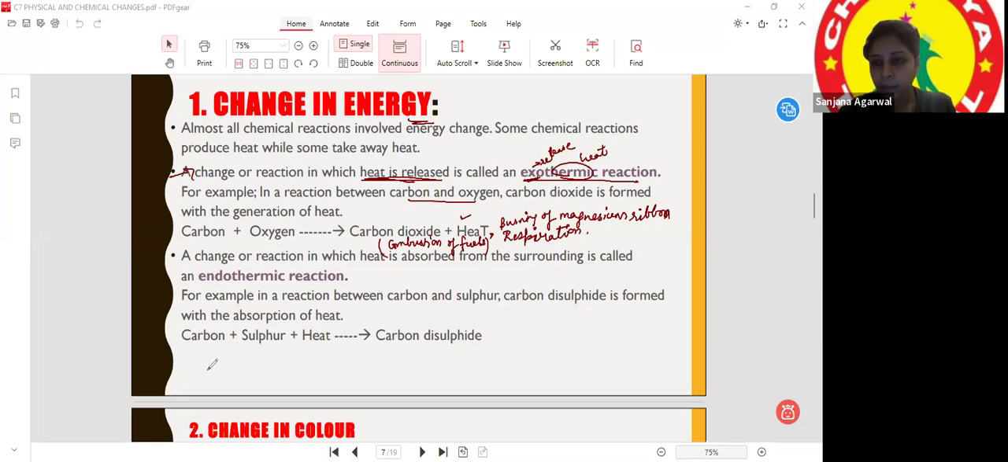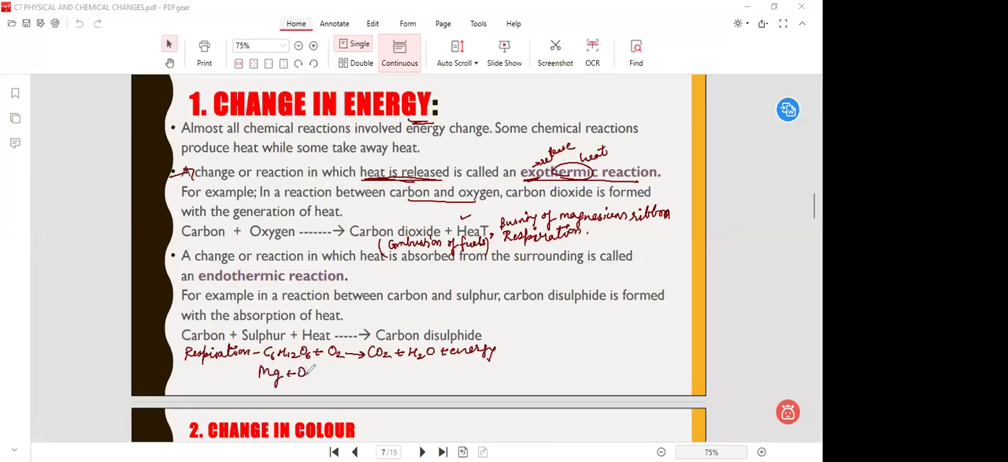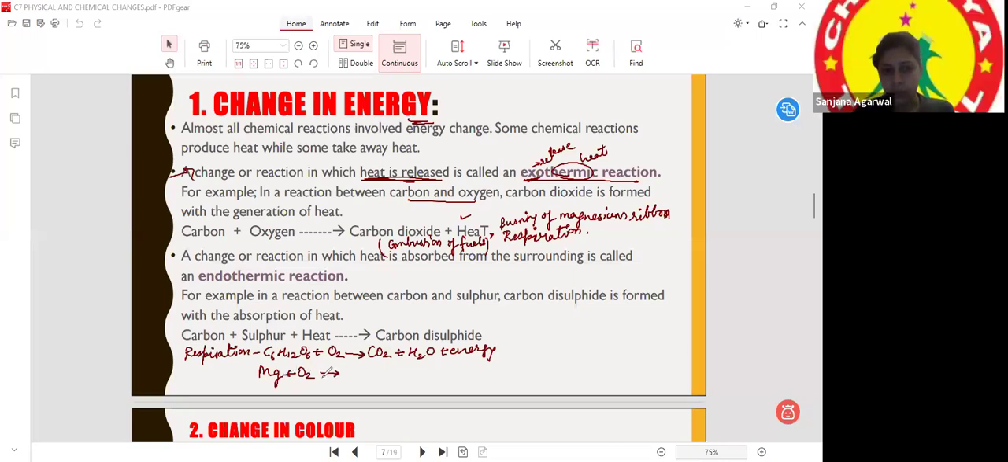In respiration, please write the equation. Respiration is like C6H12O6 plus oxygen gives carbon dioxide plus water plus energy. And burning of magnesium ribbon. Ma'am, this respiration formula, we have it in the respiration in organisms chapter. Magnesium plus oxygen gives MgO. That is for the burning of magnesium ribbon.